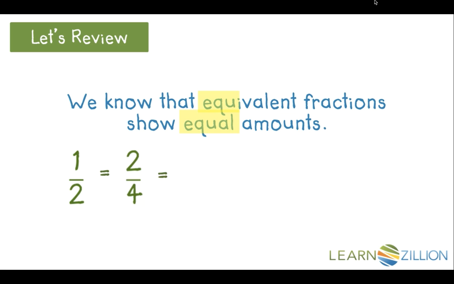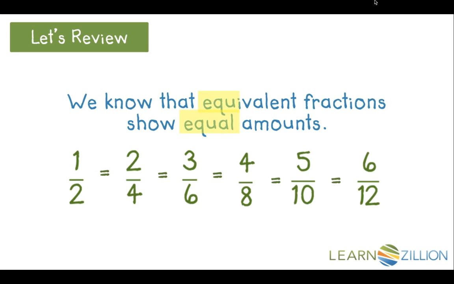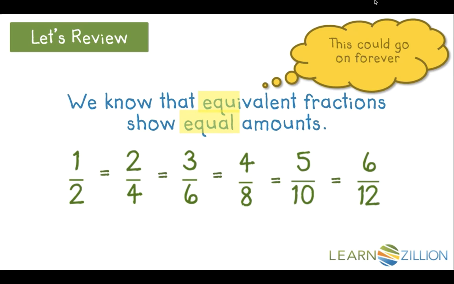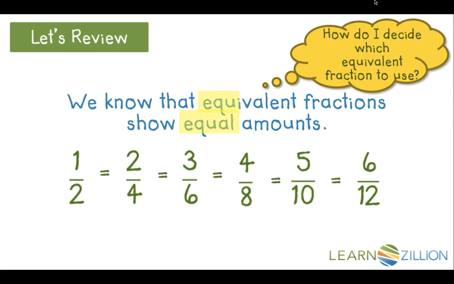So here's an example. 1/2 is equal to 2/4, which is equal to 3/6, which is equal to 4/8, which is equal to 5/10, which is equal to 6/12. All of those are equivalent fractions. This could go on forever. So the question is, how do I decide which equivalent fractions to use?